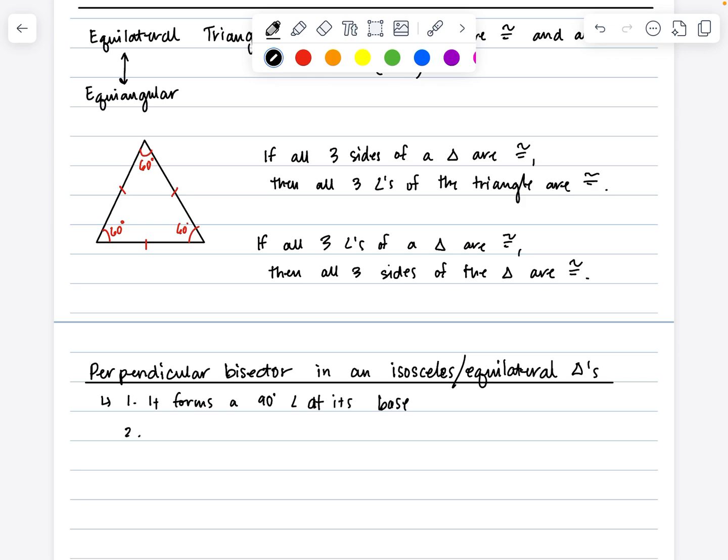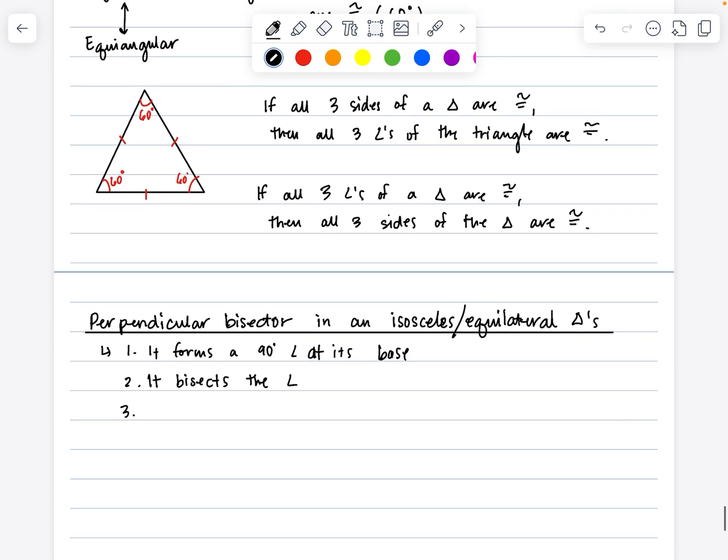Two, it bisects the angle, always. These are always statements. It bisects the angle. And then three, it bisects the base. So a lot of things are actually going on here.